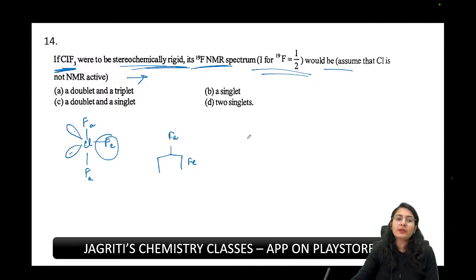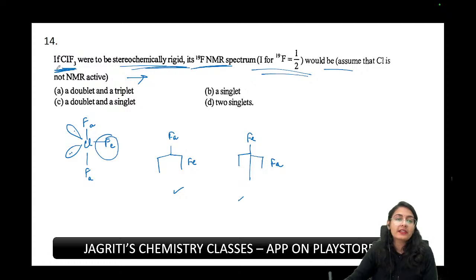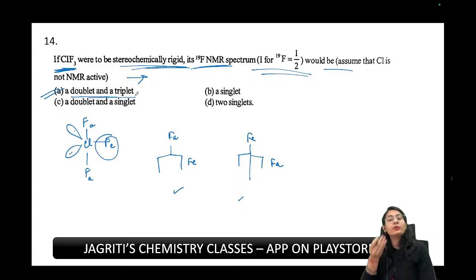ठीक है, ये doublet हो गया. Then the equatorial fluorine is going to be split into a triplet because of the axial fluorine क्योंकि axial fluorine तो तीन है, right? So what are you getting? Getting a doublet and a triplet. A doublet and a triplet. That's it. Only you had to find this little thing. हाँ बिल्कुल T शेप है बिल्कुल. तो ये इतना आसान सी चीज आपको निकालनी थी. I value for fluorine we already know.